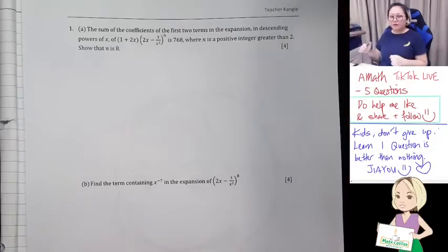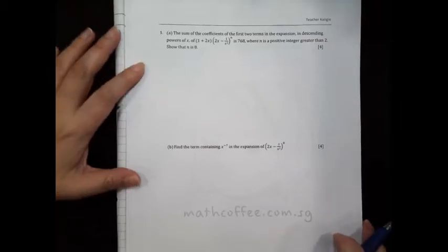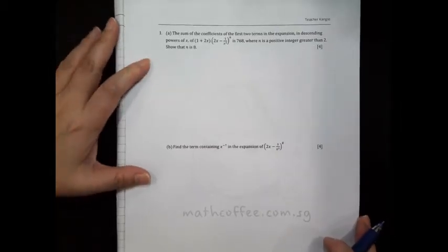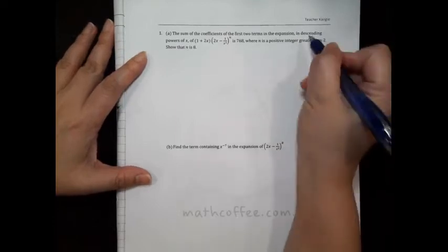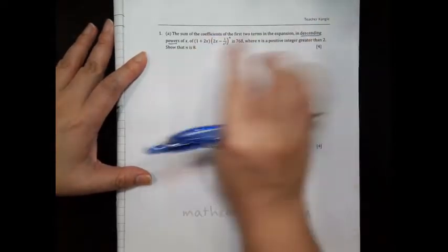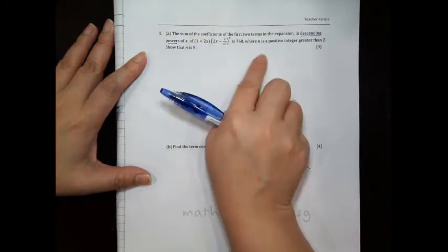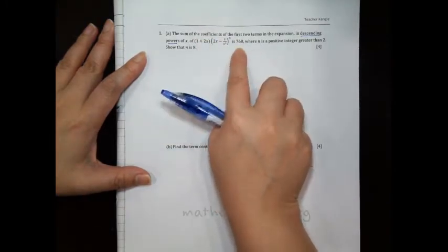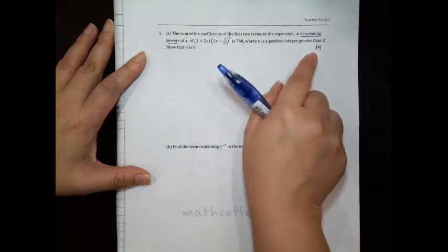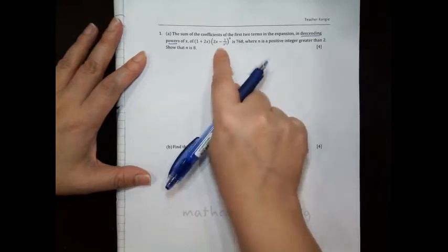Okay, so let's start off with the binomial. They say the sum of the coefficients of the first two terms in the expansion in descending power of these two is 768. Then they say n is a positive integer greater than 2, and ask you to show that n equals 8. So what we're going to do is expand this one first.